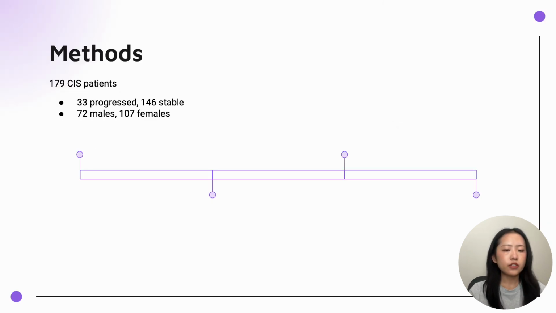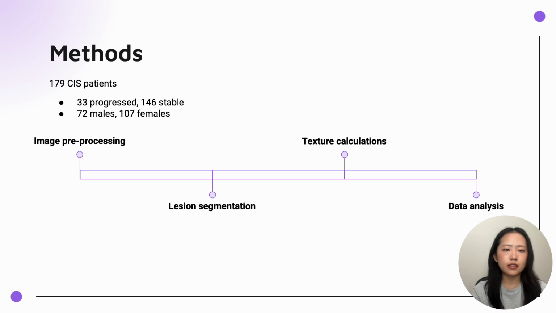Our cohort of 179 CIS patients with T2 and FLAIR-based MRI images included 33 who progressed to MS after 5 years and 146 who did not. Also, 72 were male and 107 were female. So we had 4 key stages: image preprocessing, lesion segmentation, texture calculations, and data analysis.